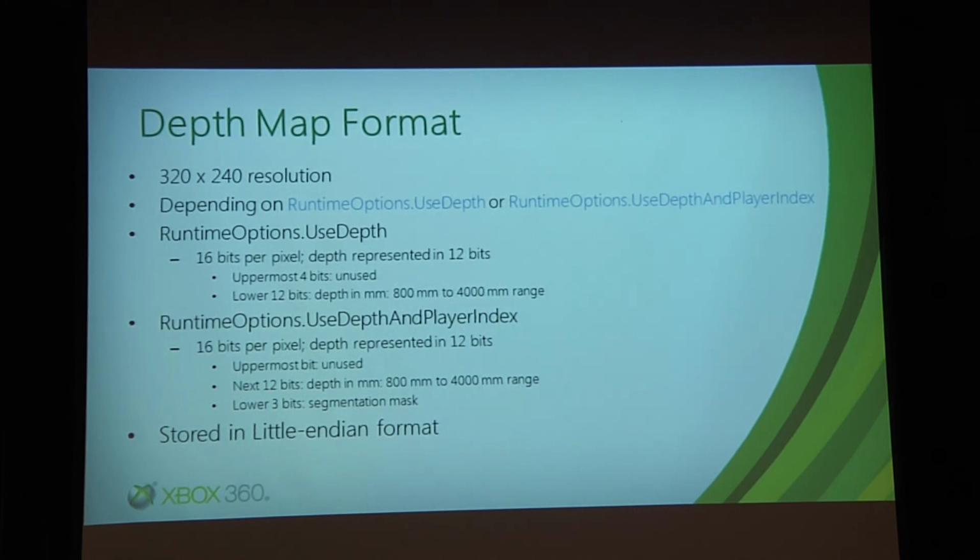So we use 3 bits, because 3 bits can encode up to 8, right? 2 to the power 3 is 8. So we use 3 bits to denote how many characters are in the scene, and that now becomes the lower 3 bits, and then the next 12 bits are your depth, and then the uppermost bit, the 16th bit from the right, is unused. Does that make sense? So when you use depth data, you have to be careful if you're using the use depth option, or if you're using the use depth and player index option, because accordingly, the content encoding system will change.